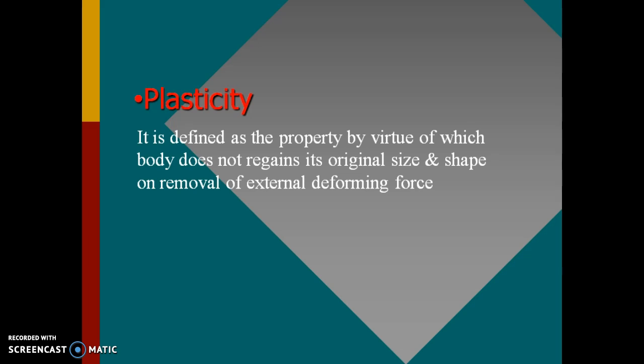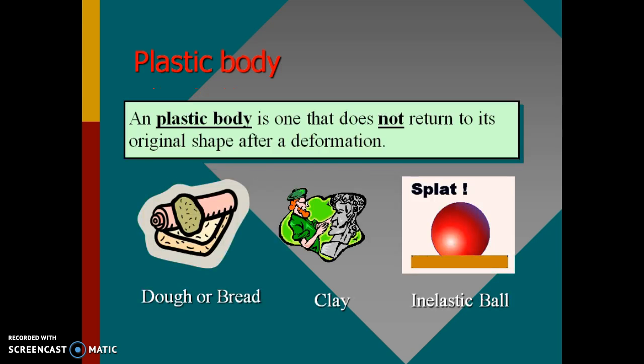Now plasticity. Plasticity is defined as the property by virtue of which a body does not regain its original size and shape on removal of external deforming force. Examples are clay, wax, mud, plasticine. These are the plastic bodies: an inelastic ball, clay.